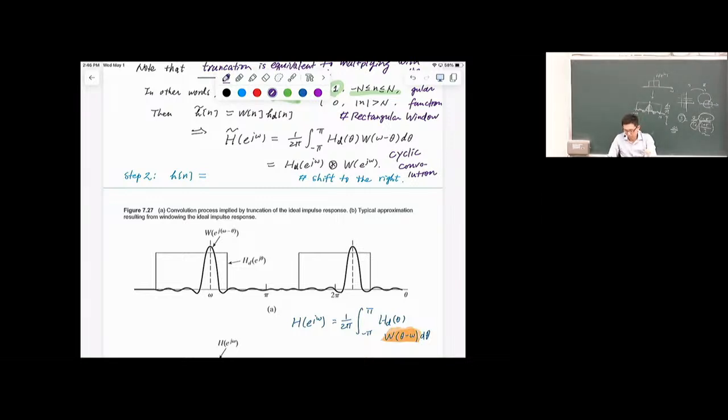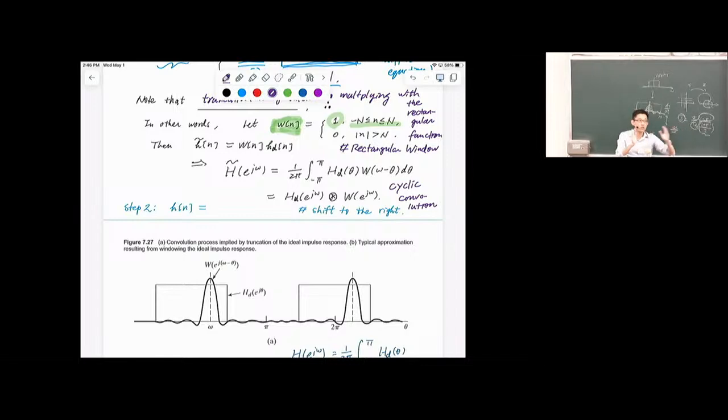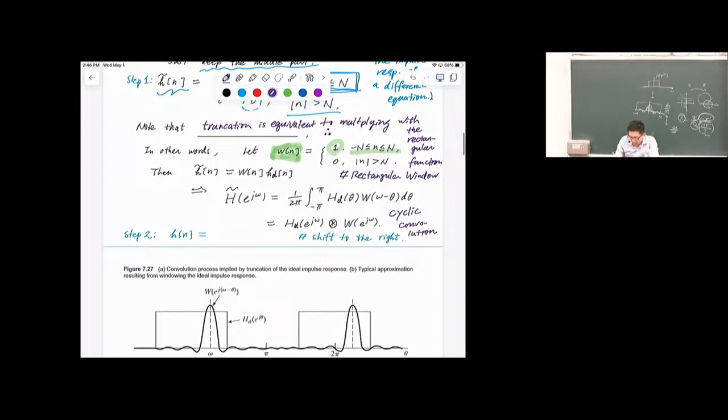So strictly speaking, we need to shift everything to the right to make the system officially causal. Turns out that in the end, we often don't need to worry too much about this second step. But for the sake of being rigorous, we need to say step 2: h[n] is the result of shifting the first step to the right by n samples, so as to make the filter rigorously causal, a causal filter.